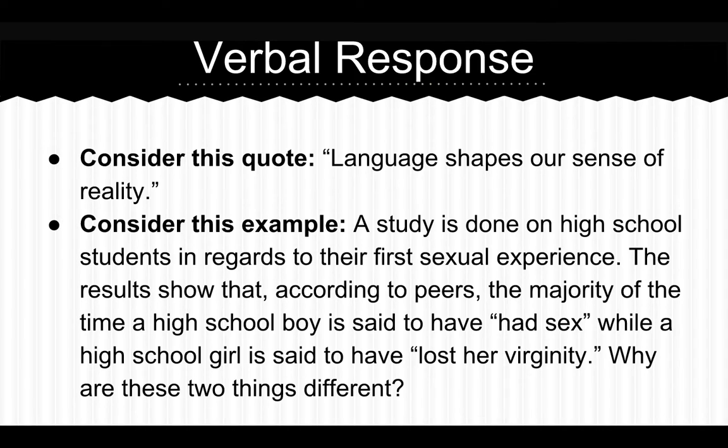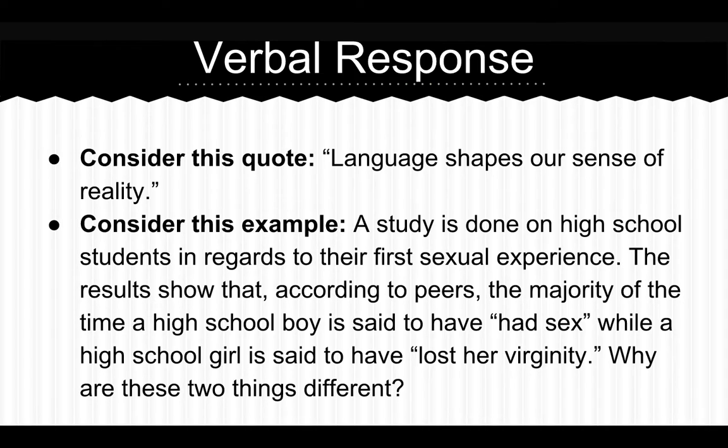There was a study that was done here in America on high school students in regard to their first sexual experience. Originally they were trying to find out at what point high school students lose their virginity. This was the original purpose of the study. But when they started getting these written results, something really interesting was happening. According to their peers, when peers were talking about a high school boy, he was said to have had sex. And almost all the time, exclusively, when they were talking about a high school girl, she was said to have lost her virginity. And these were just written responses. There was no prompting to get them to say this.